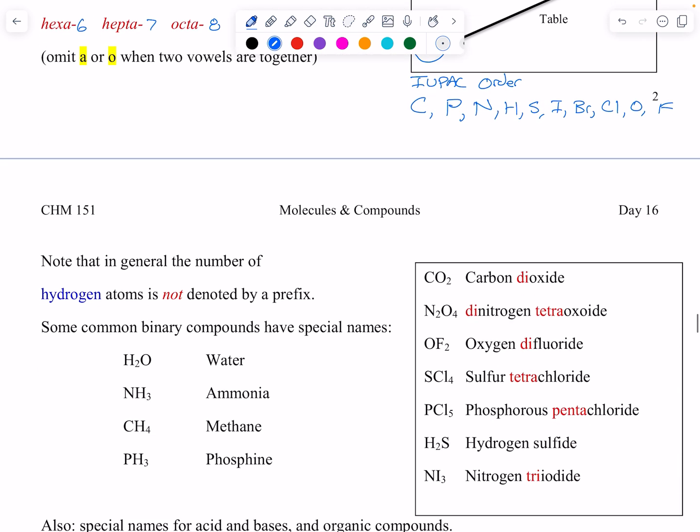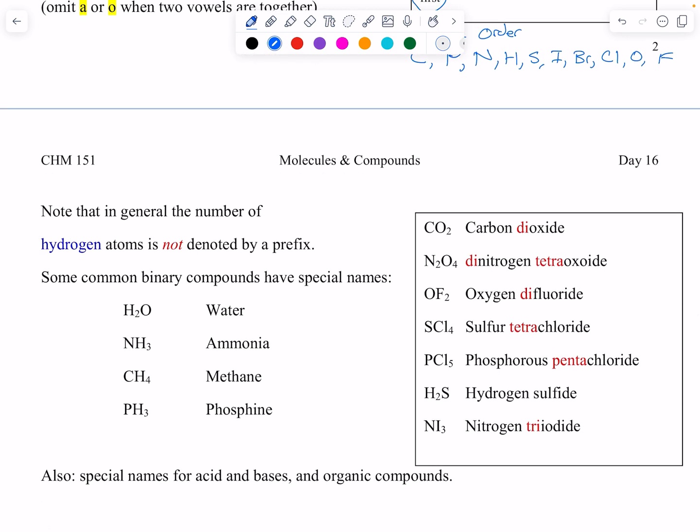All right, now, in general, the number of hydrogen atoms is not denoted by a prefix. Also note that the prefix mono is dropped for the first element. Right, because if I say carbon, you know carbon's there. If I say dicarbon, you know there's 2 carbon. But if I say carbon, there's 1 carbon. Just like if you say x plus 3y. You don't say 1x plus 3y.